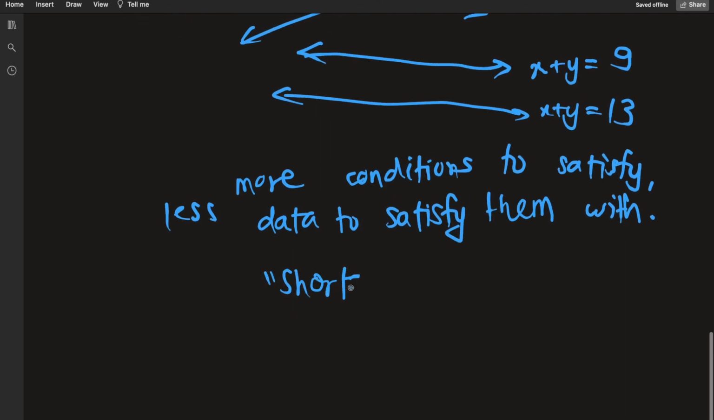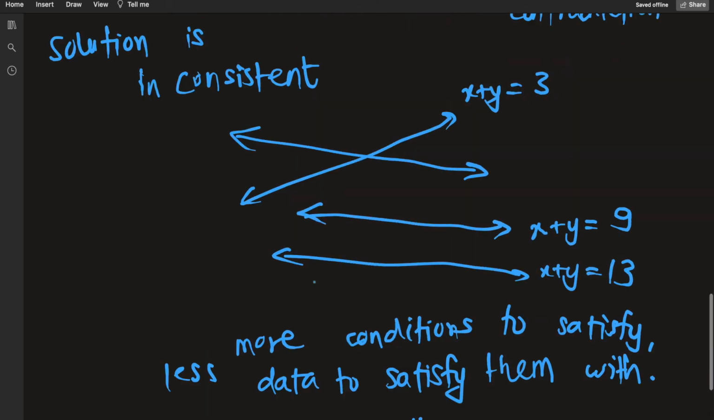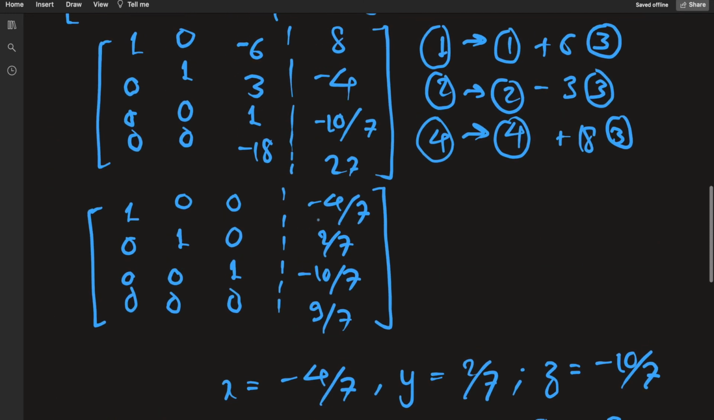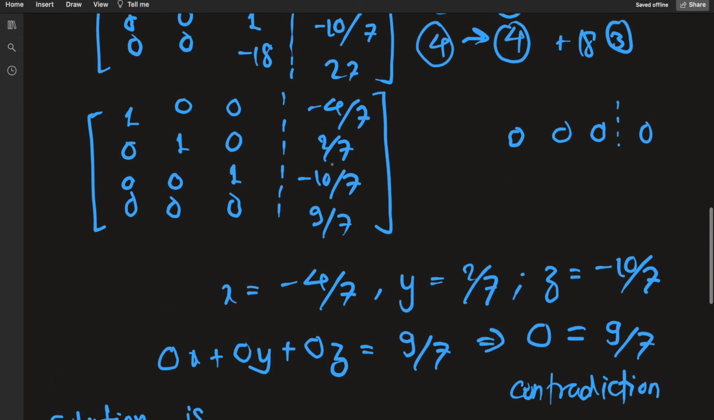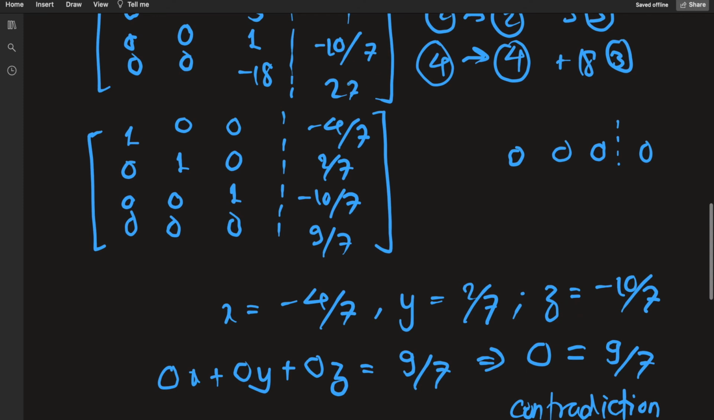That's the way I think about it, because if you're going to do something like this, and you still want a unique solution to exist, this last row should have just been a row of zeros. We should not have had a 9 by 7 here if we still wanted a unique solution.